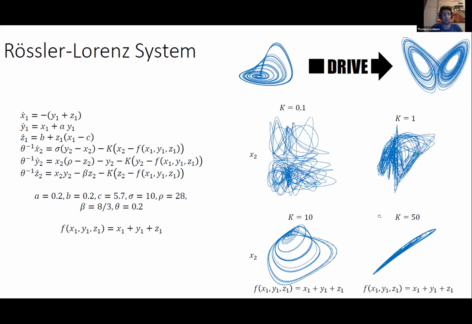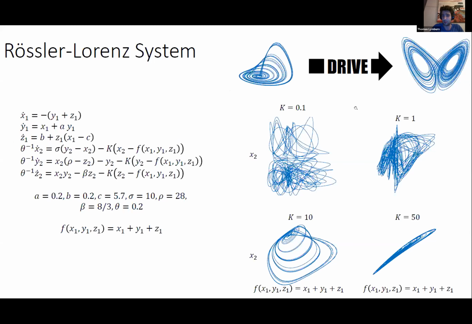But first, we should introduce the system that we're going to be looking at. We're going to be looking at a unidirectionally coupled Rössler-Lorenz system that displays generalized synchronization. So we've got a Rössler system, a Lorenz system. These terms here represent the coupling. K is a coupling strength. And we also have this factor theta in here, which adjusts the timescales of the two systems so that they're roughly similar.